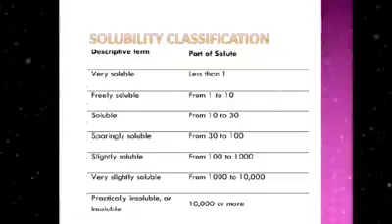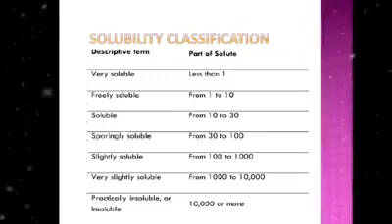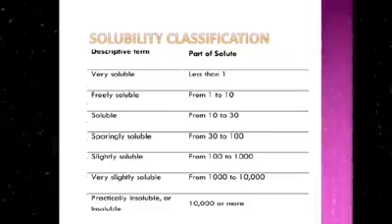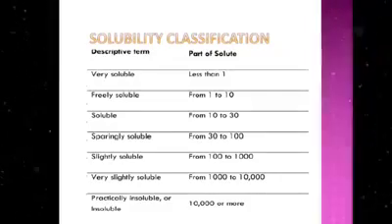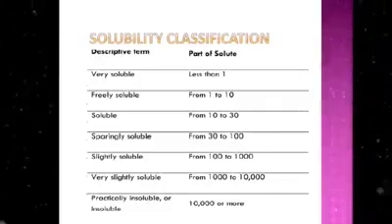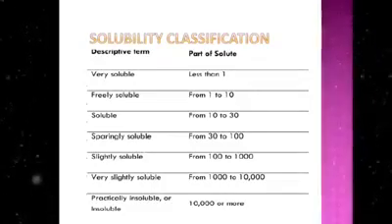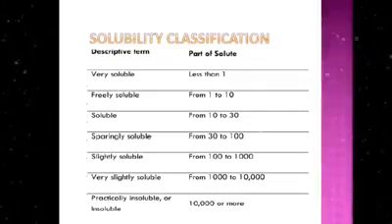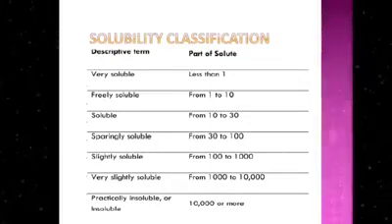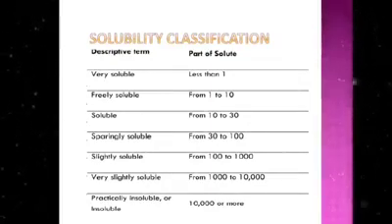Solubility classification. On the basis of parts of solvent required per part of solute, it can be specified by a descriptive term. For example, if the parts are from 1 to 10, then it is termed freely soluble. When it varies from 10 to 30, it is termed soluble, and so on for the others.